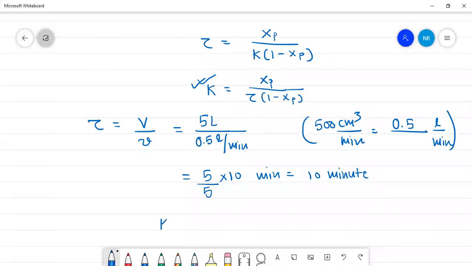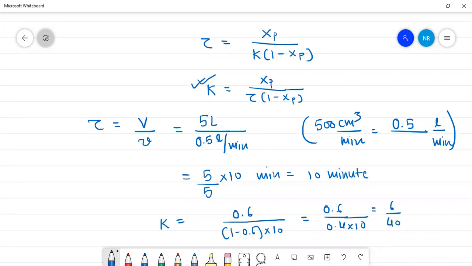So K is equal to XP, means 0.6 divided by 1 minus 0.6 multiplied by 10. 0.6 divided by 0.4 multiplied by 10. Can you tell me what is 6 divided by 40?